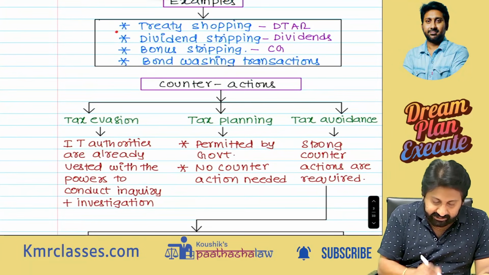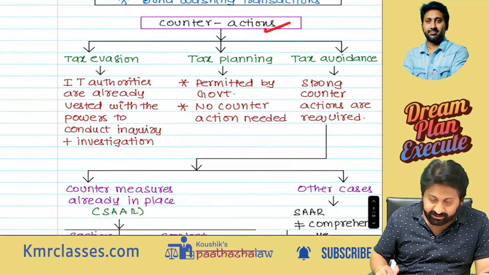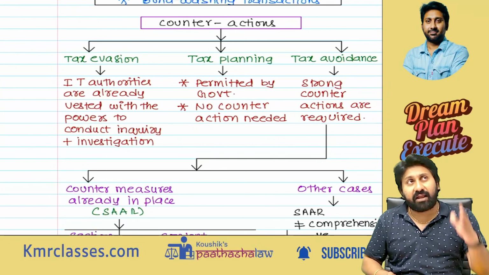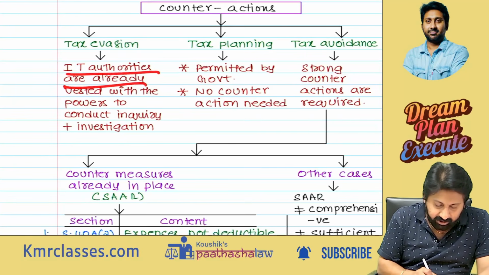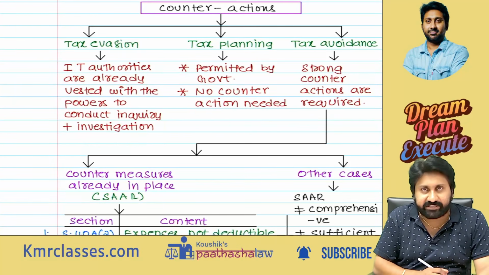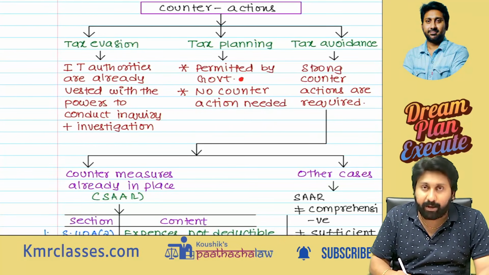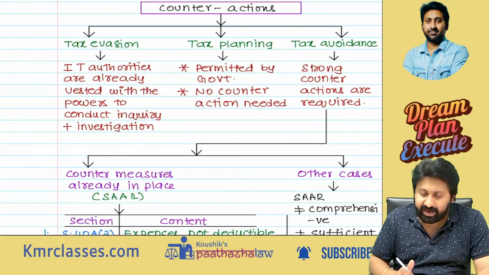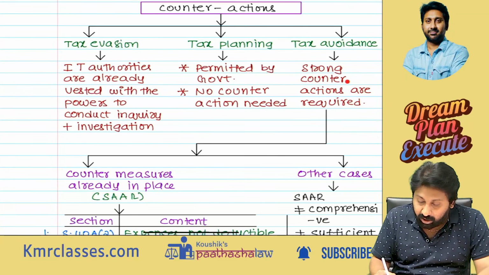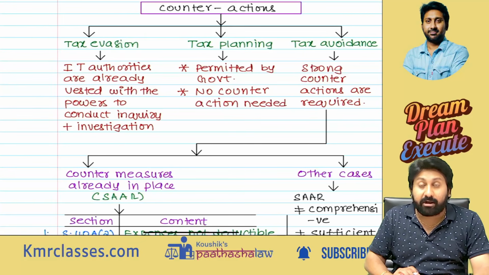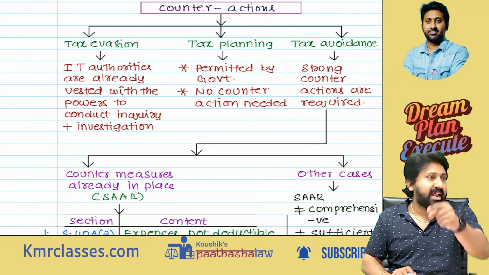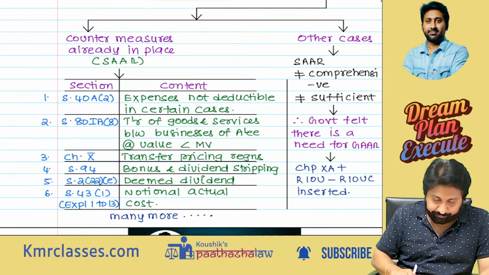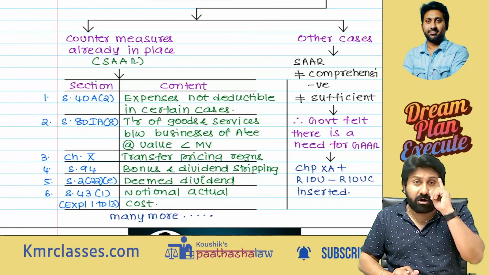First, let us see the counteractions. Sir, I am doing tax evasion. What counteraction is the government taking? IT authorities are already vested with the powers to conduct inquiry and investigation. Tax planning is permitted by the government already, so no counter is needed. For tax avoidance, strong counteractions are required because they look like good, but they're actually bad. Okay, next. Very, very important. Concentrate from here.